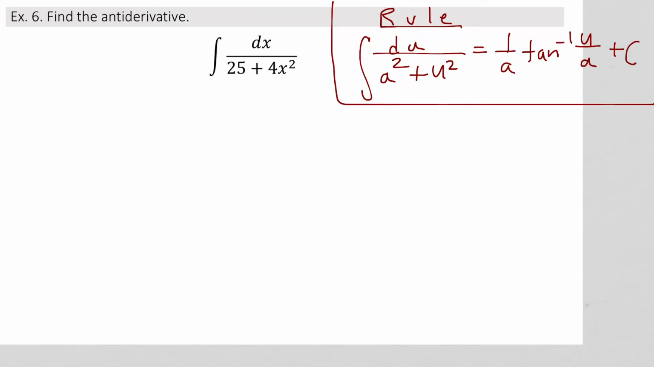So we're still working with the inverse tangent rule again, so no radical. So first I'm going to set it up a little differently like we've been doing. So this way I can see that a would be 5. This is a. Then u would be 2x.